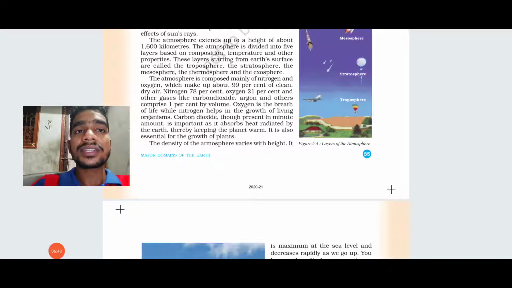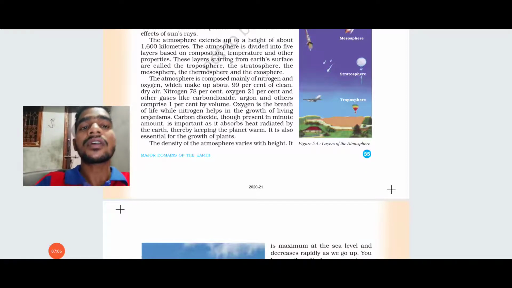So oxygen is the breath of life. We all know this very well. While nitrogen helps in the growth of living organisms, carbon dioxide, though present in a minute amount, is important as it absorbs heat radiated by the earth, thereby keeping the planet warm. It is also essential for the growth of plants.